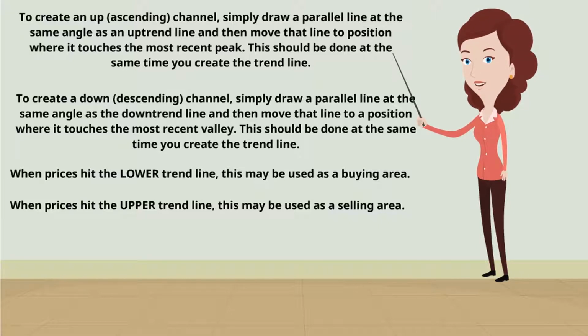To create a descending channel, simply draw a parallel line at the same angle as the downtrend line and then move that line to a position where it touches the most recent valley. This should be done at the same time you create the trend line. When prices hit the lower trend line, this may be used as a buying area. When prices hit the upper trend line, this may be used as a selling area.